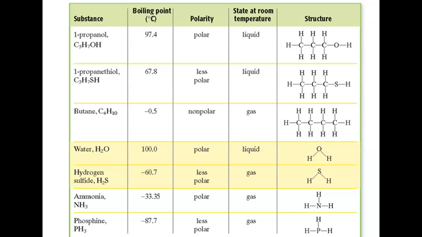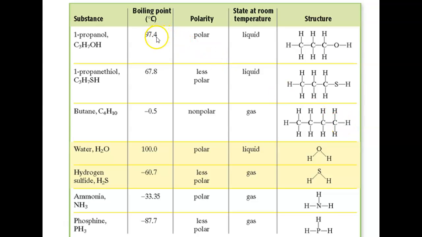If we look at this here, look at the first two. Actually the first three structures, but especially the first two, are very similar to each other. The top one experiences hydrogen bonding because you have a hydrogen bonded to an oxygen. The second one experiences dipole-dipole because you have that sulfur and the hydrogen. The last one is nonpolar, because carbon and hydrogen is a nonpolar bond. So you can see the difference in boiling points.